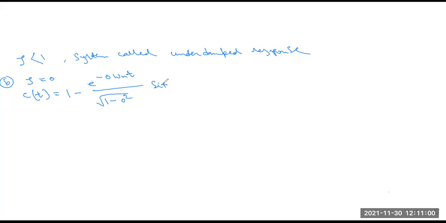This equation we discovered previously in the last slide. This is sine of omega n root of 1 minus zeta square, where zeta equals 0. So wherever zeta is available, we have to put the value 0. That is, root of 1 minus zeta square times t plus tan inverse of root of 1 minus zeta square divided by zeta. Okay, it is right.